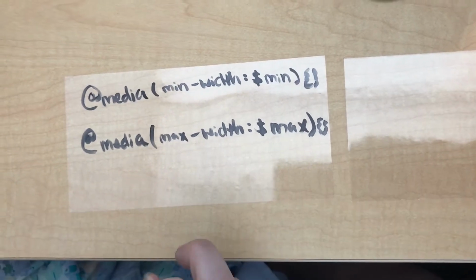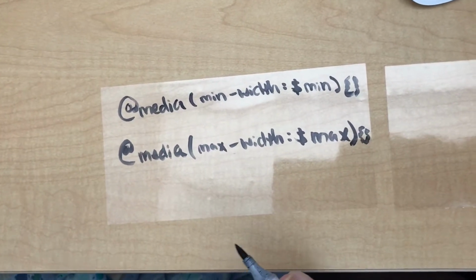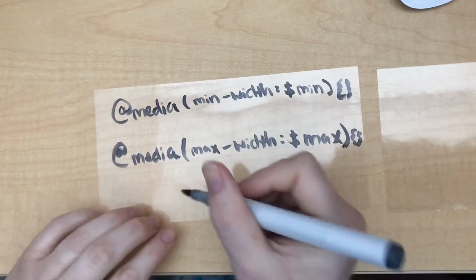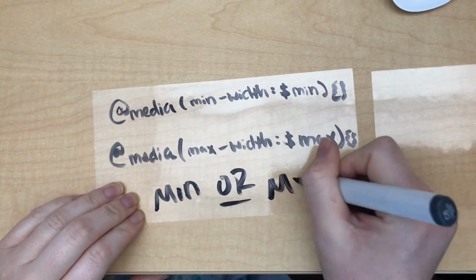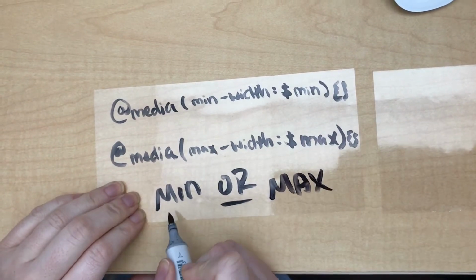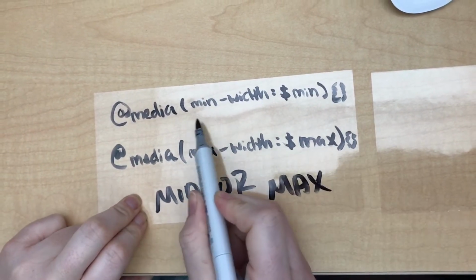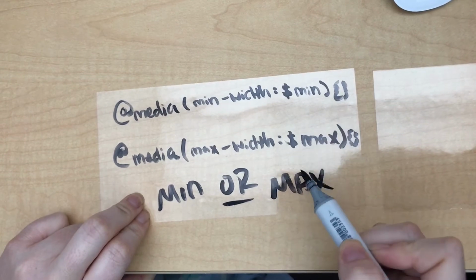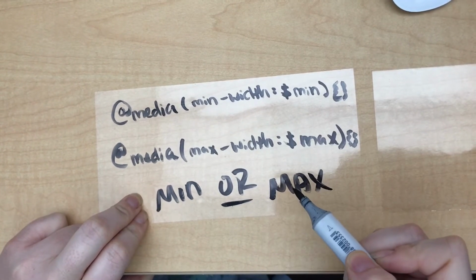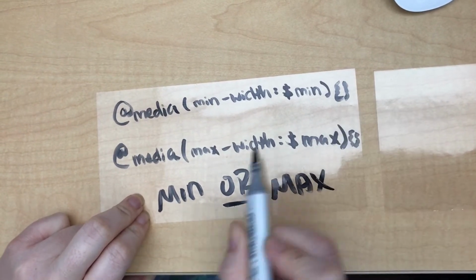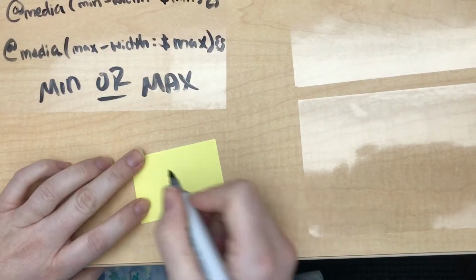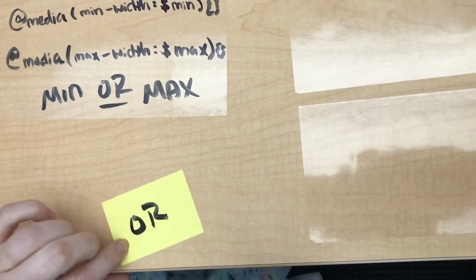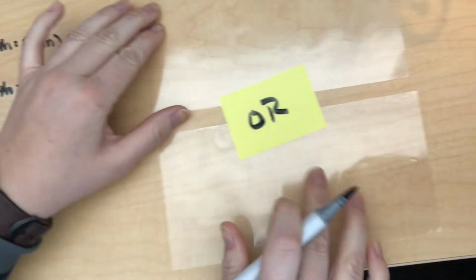Right now in our CSS, we have a mixin that allows us to pass in a minimum or a maximum. If there's a minimum provided, the minimum styles up here, anything that we specify in those brackets, will take effect. Likewise, if a maximum is provided, the maximum styles will take effect. So this is an OR statement. We're going to be using a max or a min.